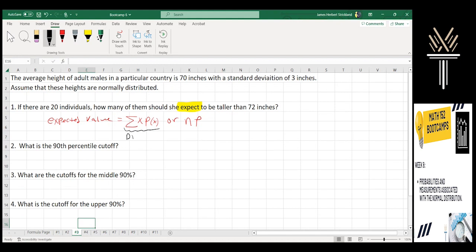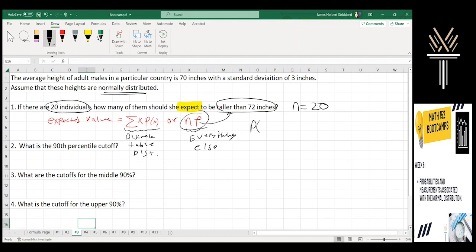And if you've been coming to my boot camps, you know that this first one is only needed for discrete table distributions, while everything else uses the one on the right. Well, this is definitely not discrete, right? This is continuous data. So we're just going to use n times p. So we know what n is. N is the number of finite trials we have going on, which in this case is 20 individuals. But now we've got to figure out p. And we're trying to find essentially the p of this event right here.